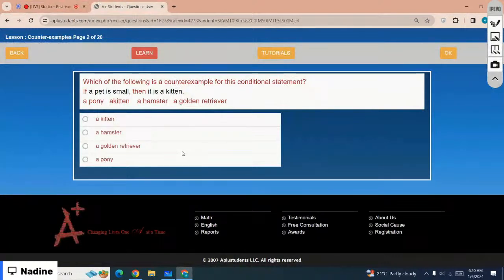So the one we're working on is which of the following examples is a counter example of the conditional statement. The conditional statement is if a pet is small, then it is a kitten, right? So counter example means the hypothesis must be true and the conclusion is false, right? The pet is small, but it is not a kitten, right? So let's just see which is the correct example. A kitten, a hamster, a golden retriever, a pony.